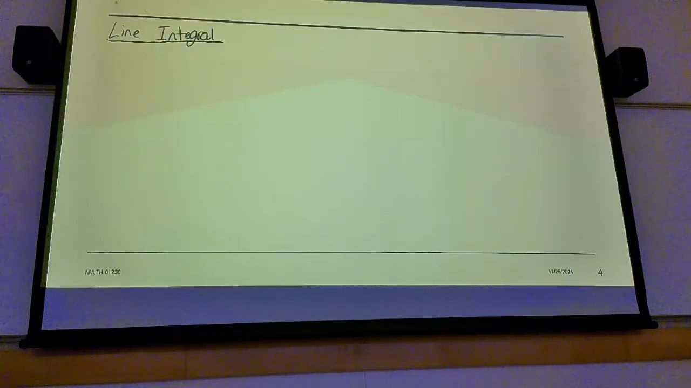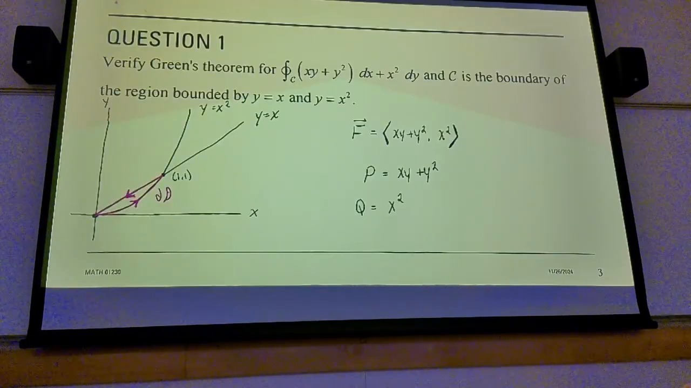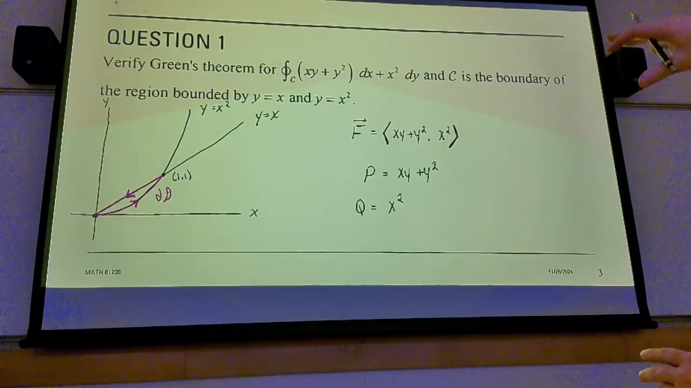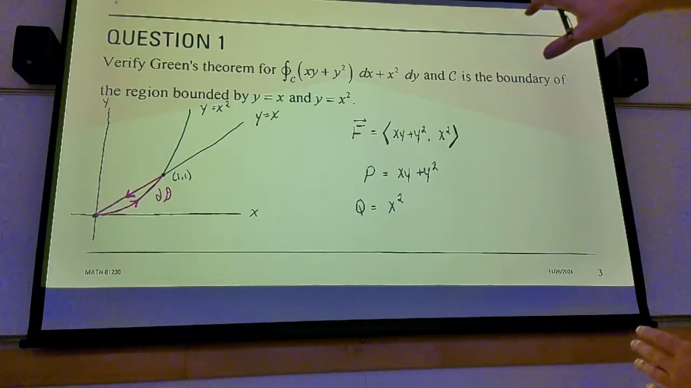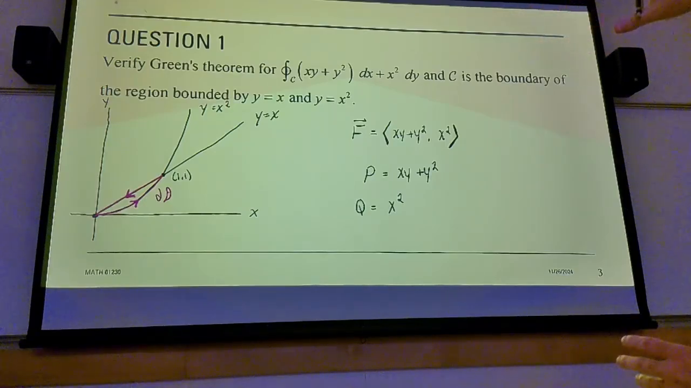So let's start by doing the line integral. To evaluate a line integral, what do we need to do? Do we have to parameterize our region, the bounds of our region, the thing that defines our region? Do we have to take y equals x and y equals x squared and parameterize that so we're only talking about one variable? I don't know why I talk about a region.